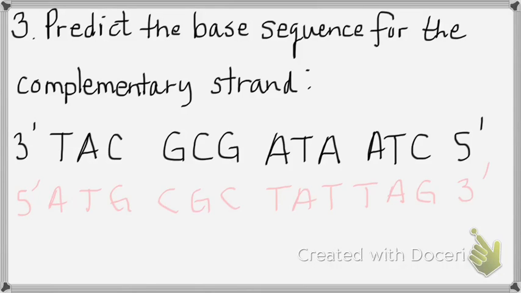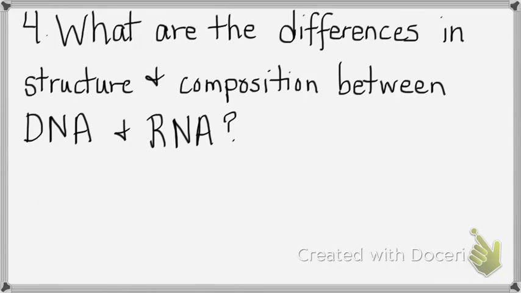That was number 3. Okay, number 4, what are the differences in structure and differences in composition between DNA and RNA? Okay, I'm going to get us started because you already told me one. You said that DNA has T, but RNA doesn't. Instead, what does RNA have? U. Good.